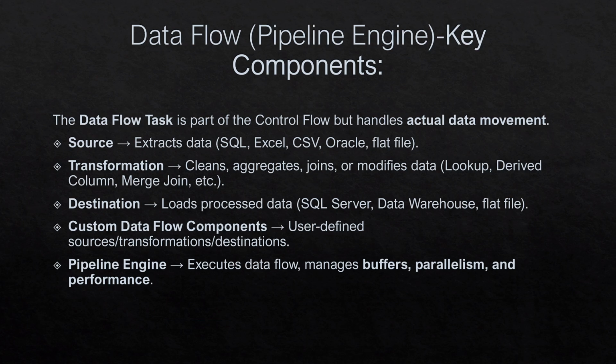The next is the data flow pipeline engine key components. Source extracts data. Transformation cleans, aggregates, joins, or modifies data. Destinations are where we load the processed data. Custom data flow components are the user defined source, transformation, and destinations. Pipeline engine executes the data flow, manages buffers, parallelism, and performance.